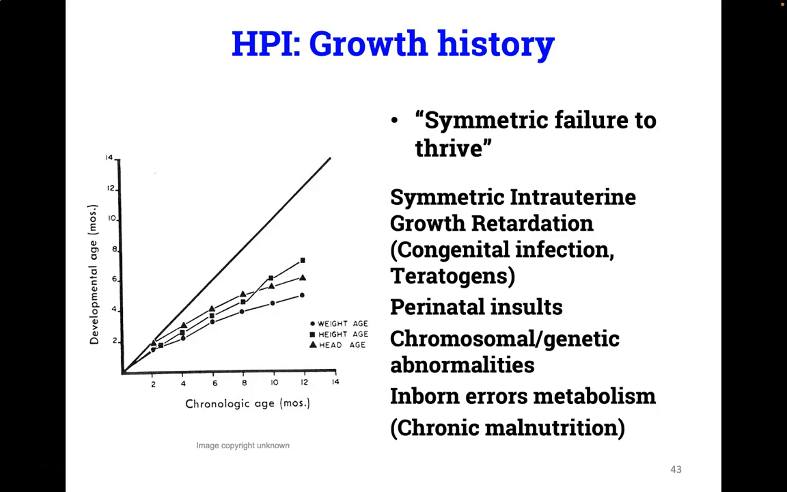So when you see this pattern, it would raise concern for conditions affecting the intrinsic growth potential, like a chromosomal or genetic abnormality, also seen with symmetric intrauterine growth retardation and other perinatal insults, also may be seen sometimes in inborn errors of metabolism. And I put here chronic malnutrition, again, in the very severe late phase. But again, the pattern is that the height, the weight, and the head circumference are all decreased with similar pattern and similar timing.